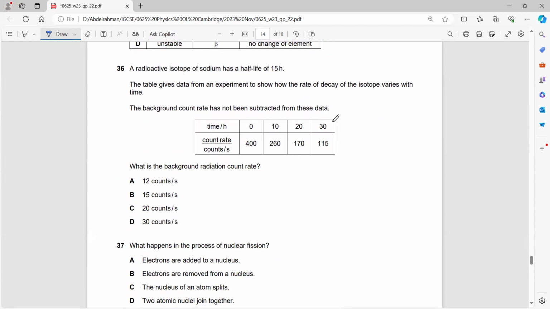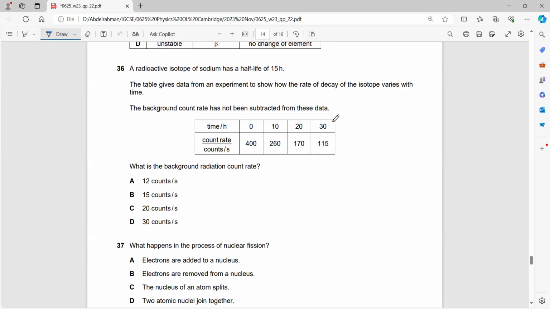Radioactive isotope sodium has a half-life of 15 hours. The table gives data from an experiment to show how the rate of decay of the isotope varies with time. Background radiation has not been subtracted from these data. What is the background radiation? Quite interesting. How can we find the background radiation? What should I do?